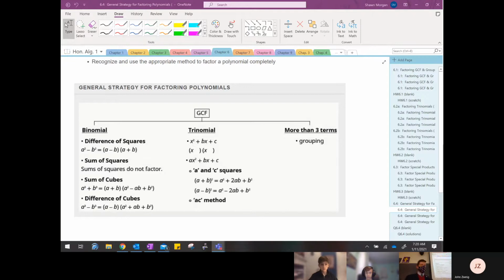So now that you guys have this on your screen there, what we can do is, first of all, always look for a GCF. That's the first thing that's up on our list, right? So I tell students all the time, if you're going to write a list of factoring techniques, GCF is at the top, okay? Then we look at difference of squares.